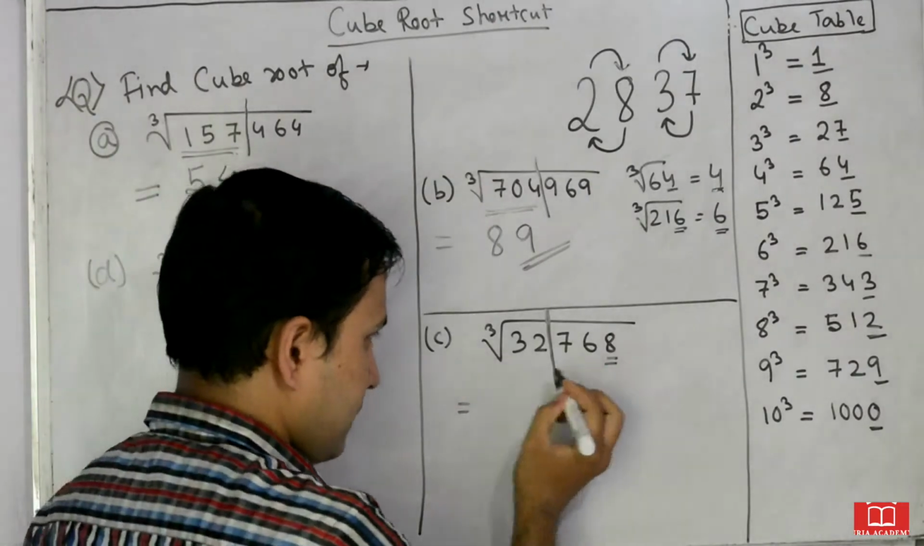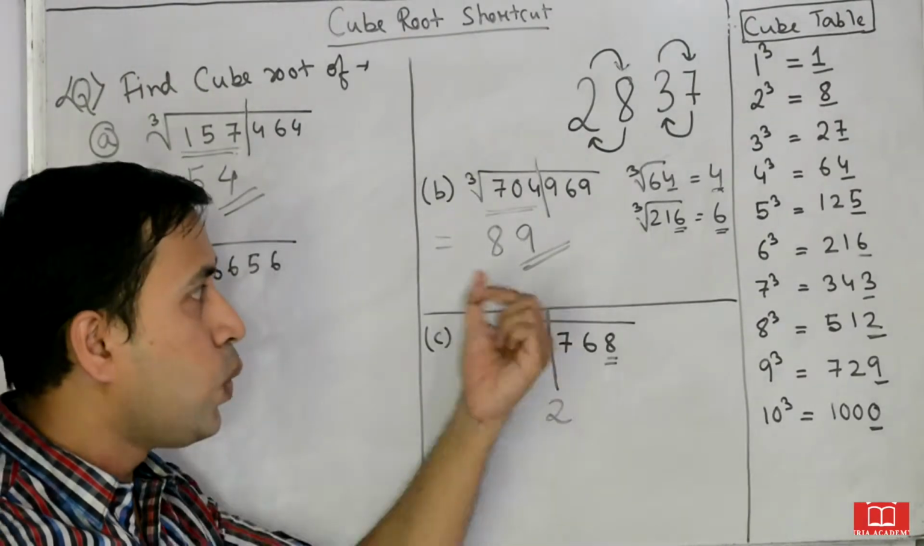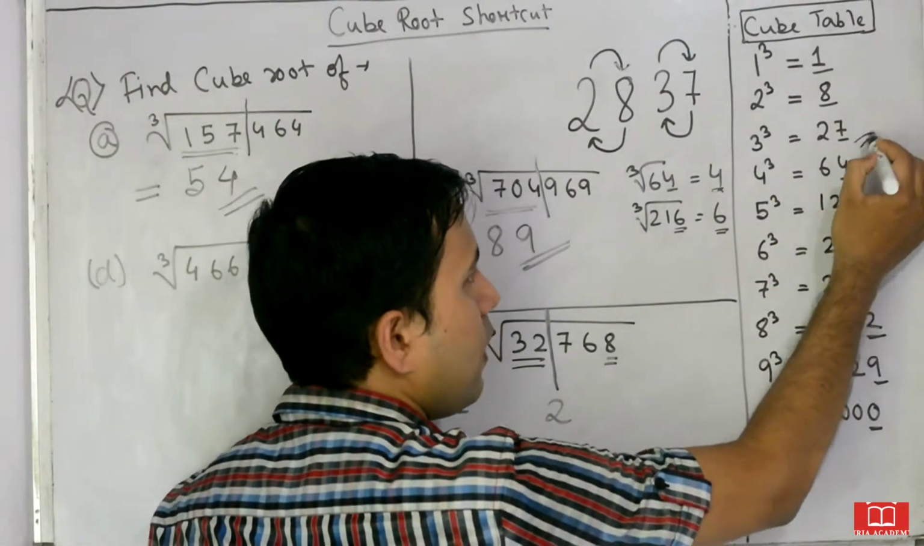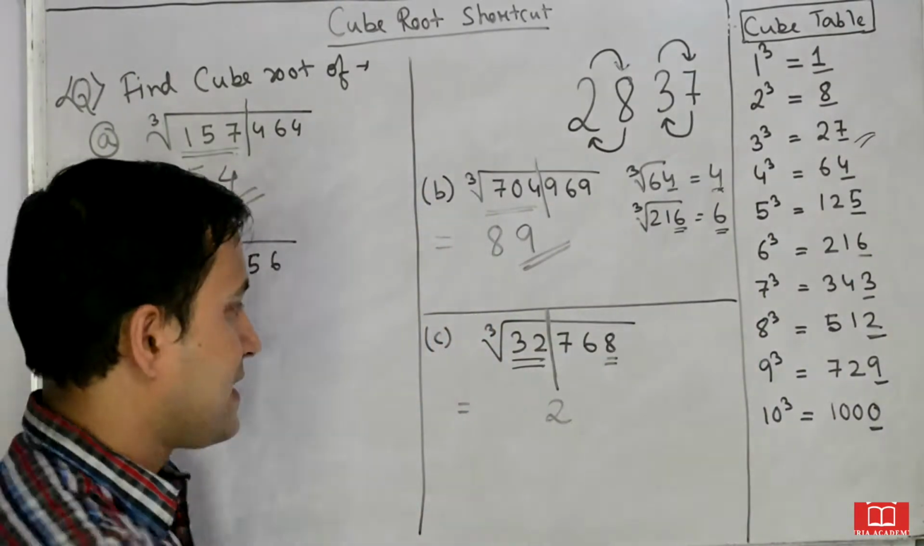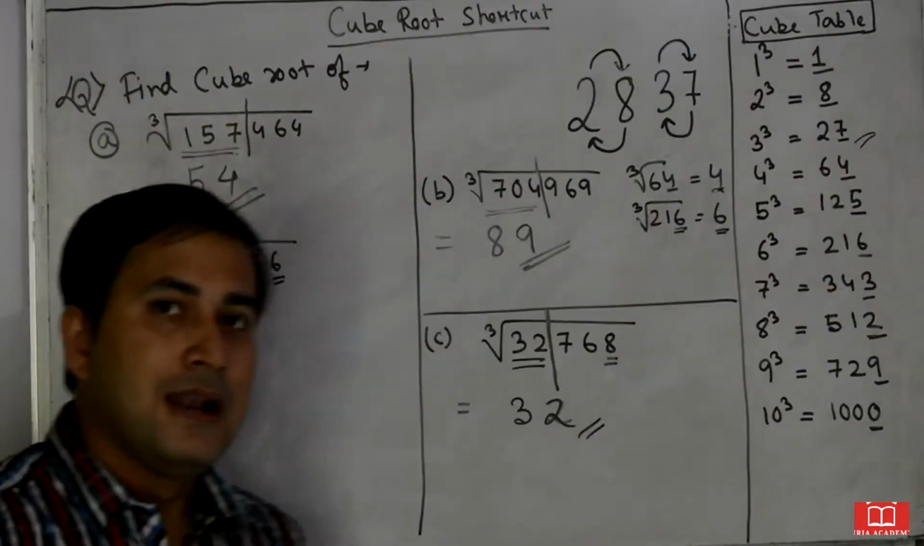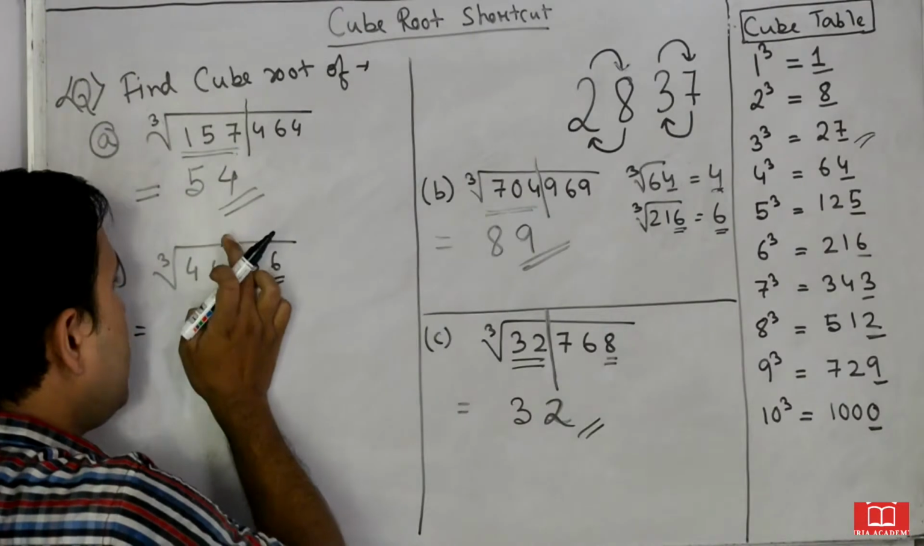After that, look at the first number, which is 32. What is the nearest cube to 32? The nearest cube to 32 is 3 cube, that is 27. So the answer will be 32.